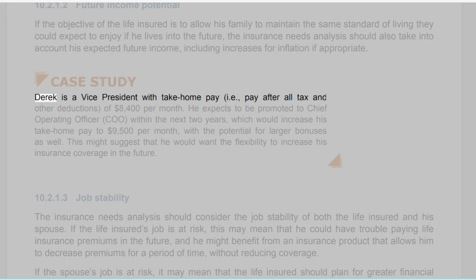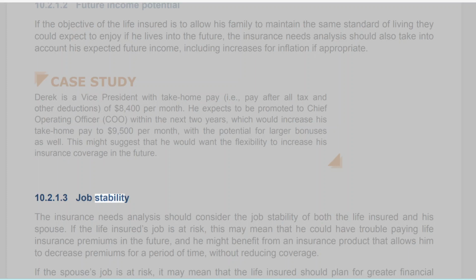Case study: Derek is a vice president with take-home pay, i.e., pay after all tax and other deductions, of $8,400 per month. He expects to be promoted to Chief Operating Officer, COO, within the next 2 years, which would increase his take-home pay to $9,500 per month, with the potential for larger bonuses as well. This might suggest that he would want the flexibility to increase his insurance coverage in the future.